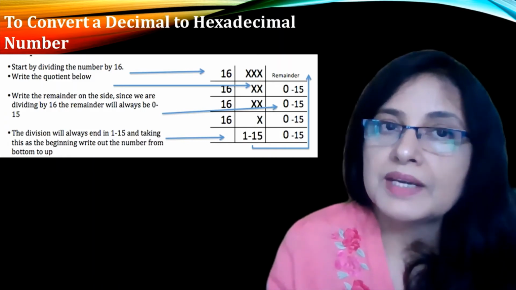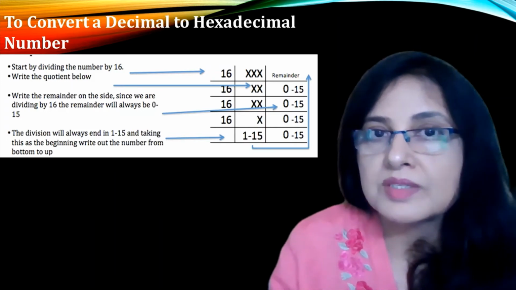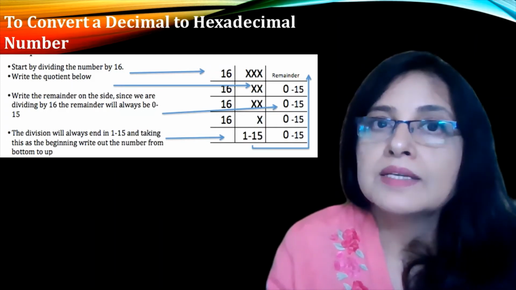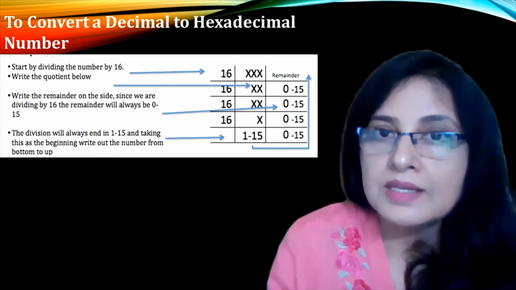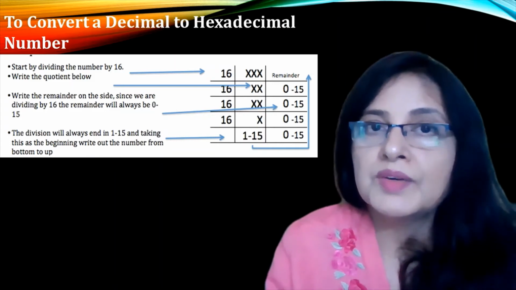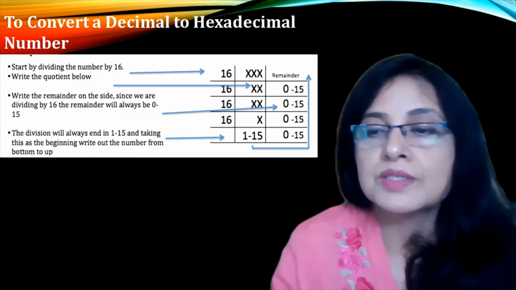We look at how to convert a decimal number to hexadecimal. We start by dividing the number by 16. We get the quotient below, the remainder on the side. The remainder can be anything from 0 to 15, and the first remainder is the least significant digit as always. We keep dividing till we reach the last remainder, which becomes our most significant digit.